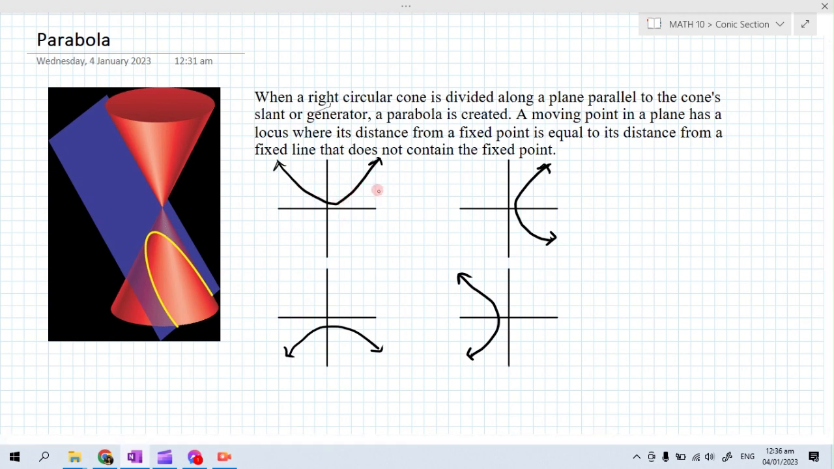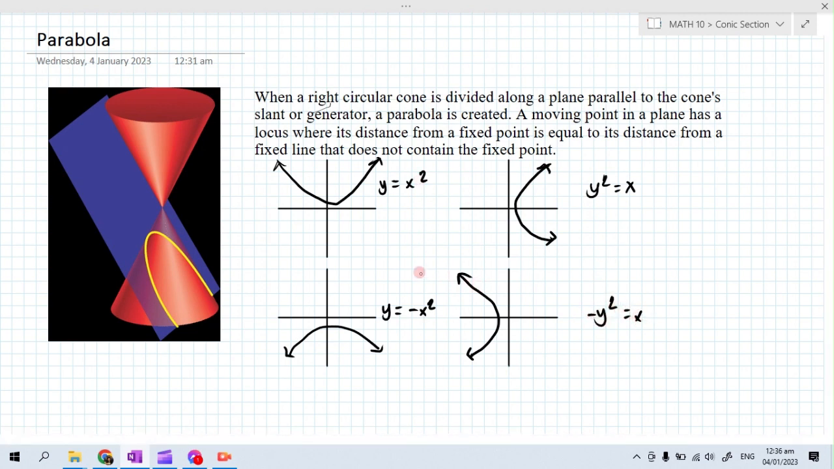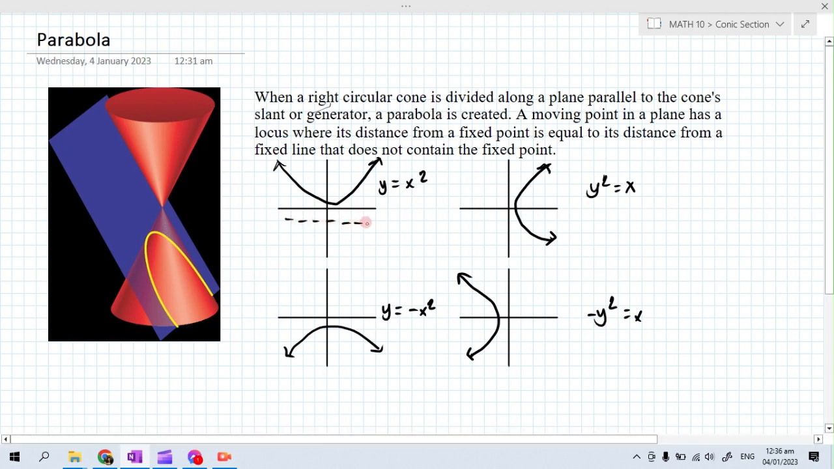This is where the equation for this one is y equals x squared. Here is y equals negative x squared. Here is y squared equals x. Then negative y squared equals x. So that's the scenario.